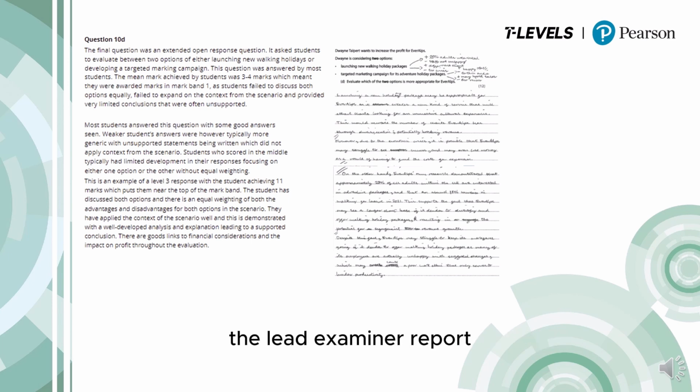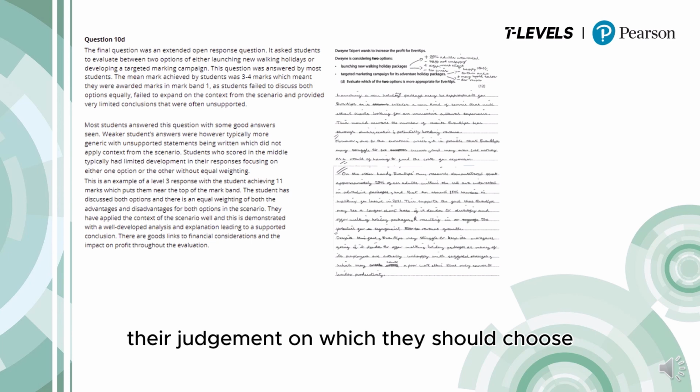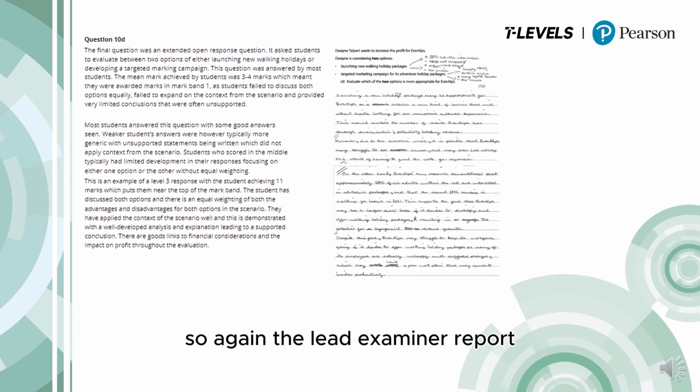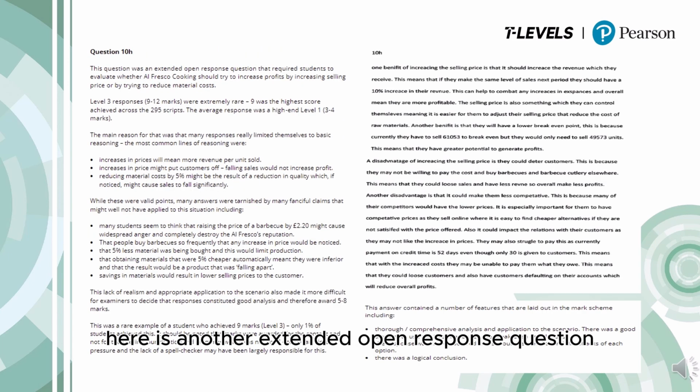And you can see the lead examiner report has said that they discussed both options. It's equally weighted, so it's got to be a balanced evaluation. If it's one-sided or the other, that will potentially affect their marks. And it also says that they've obviously considered both options there before making, on I think the next page in the lead examiner report, their judgment on which they should choose. So again, the lead examiner report lends itself nicely to considering that range of different activities to help prepare students for the core exam.